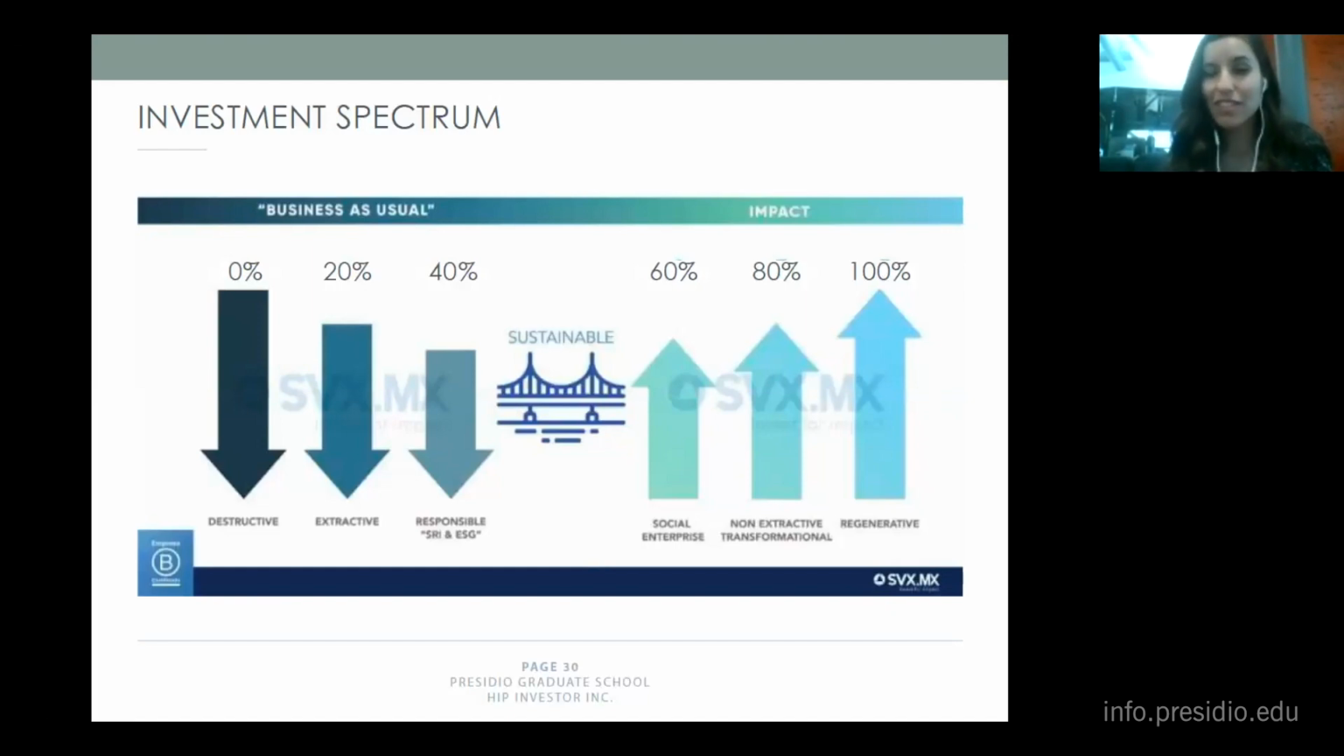Especially in financial services, there are hundreds of years of infrastructure supporting the extractive and destructive end of the spectrum. And these systems are deeply ingrained in our economies and in our culture, which is why it takes real system thinkers to crack the code on how to alter their system and shift it for the better.